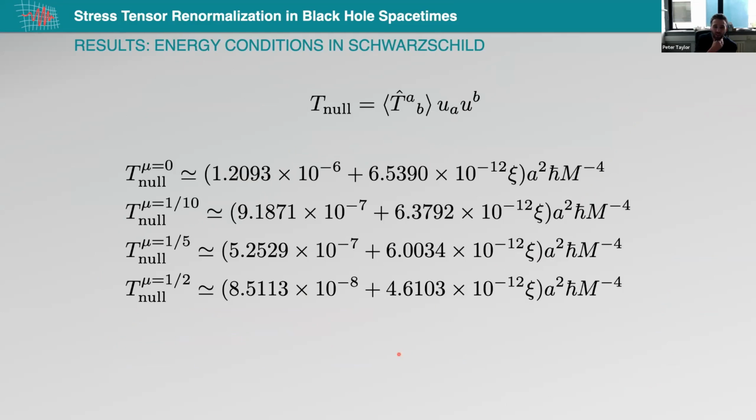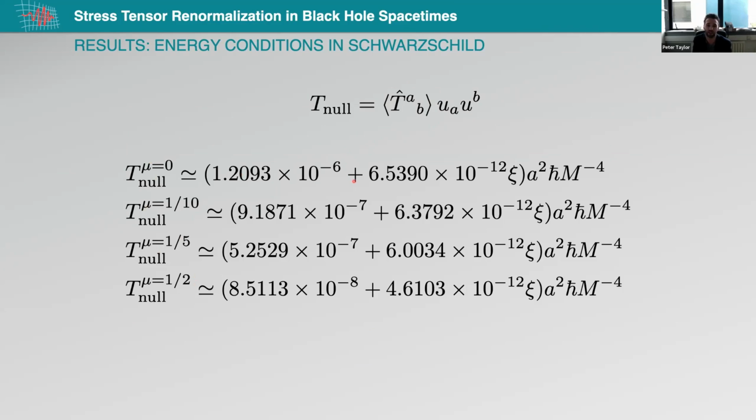So some other things you can compute from our methods, you can look at things like energy conditions, quantum energy conditions in Schwarzschild. For example, here we're looking at the null energy condition for an observer on the photon sphere in Schwarzschild. So u^a here is just a 4-velocity on the photon sphere in Schwarzschild. We're just projecting the components of the stress energy tensor onto this particular orbit, and we're computing that for a bunch of different masses.